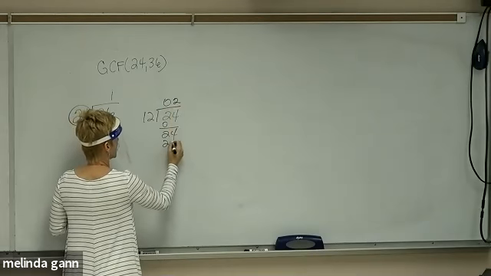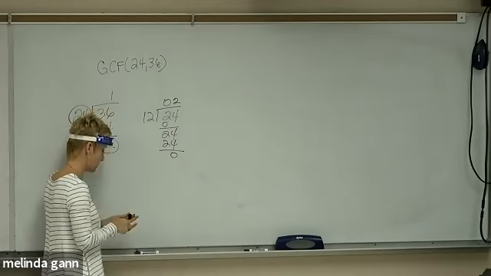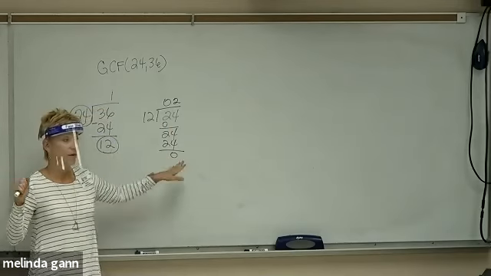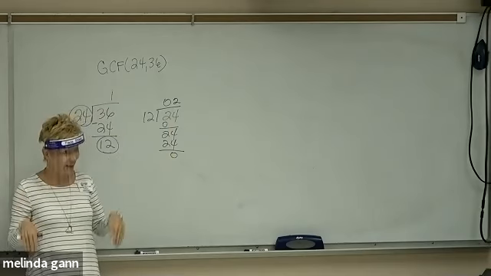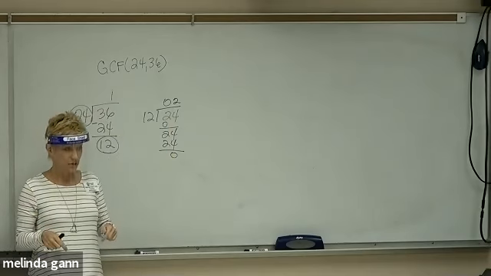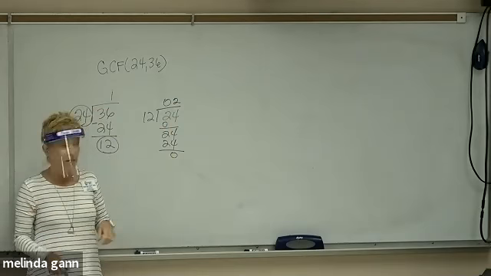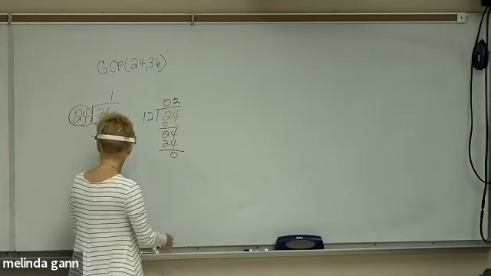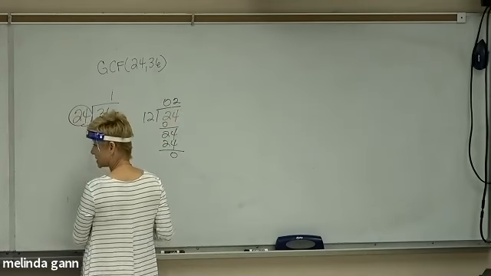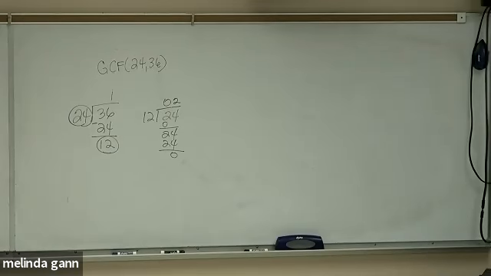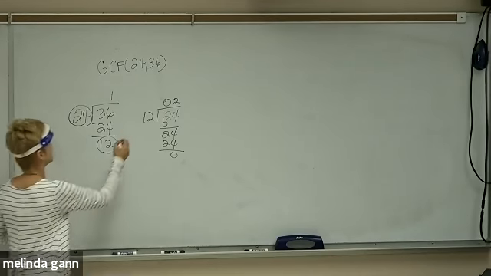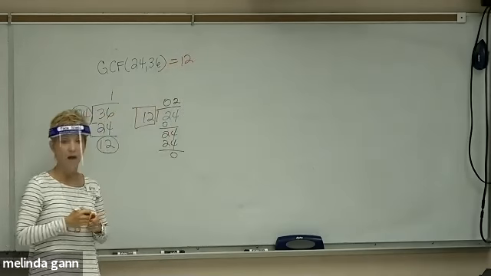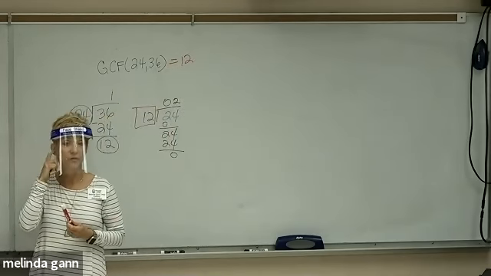Now, here's where people can get confused. How do I know to quit, first of all? How do I know I'm done? Remainder 0, but don't pick the wrong answer. What's the answer? It's the last divisor, not the quotient on top. So that means that my last divisor right there is what number? 12. So sure enough, isn't that what we got a minute ago? That's the greatest common factor between 24 and 36.